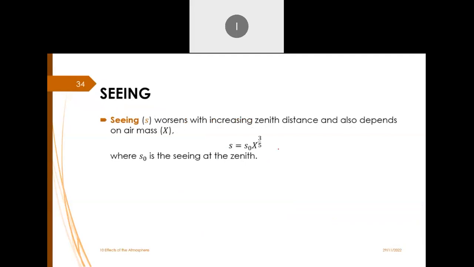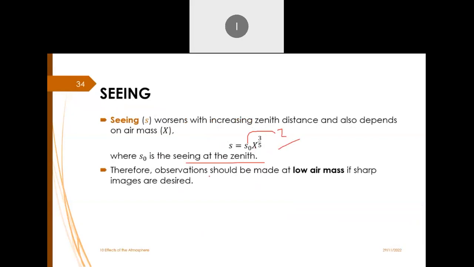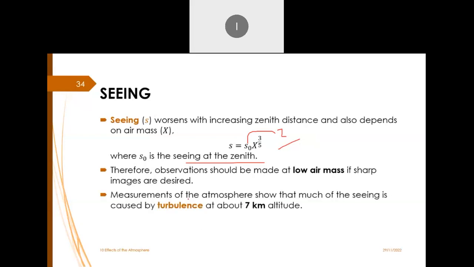Let's see the formula which is related to the seeing. S is equal to S naught times X to the power of 3 over 5, where S naught is the seeing at the zenith and X is the air mass. So observation should be made at low air mass if sharp images are desired. Measurements of the atmosphere show that much of the seeing is caused by turbulence at about 7 kilometer altitude.